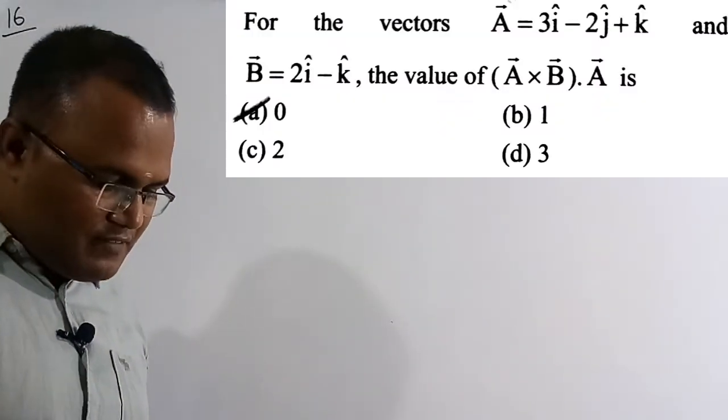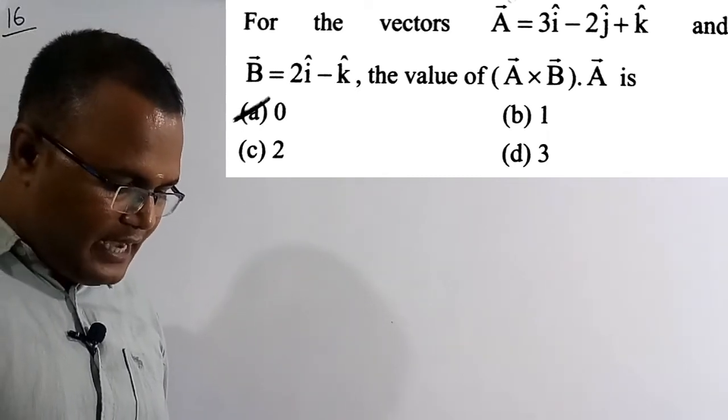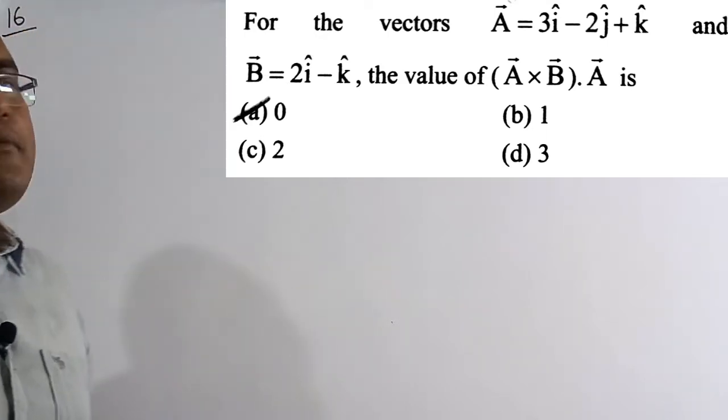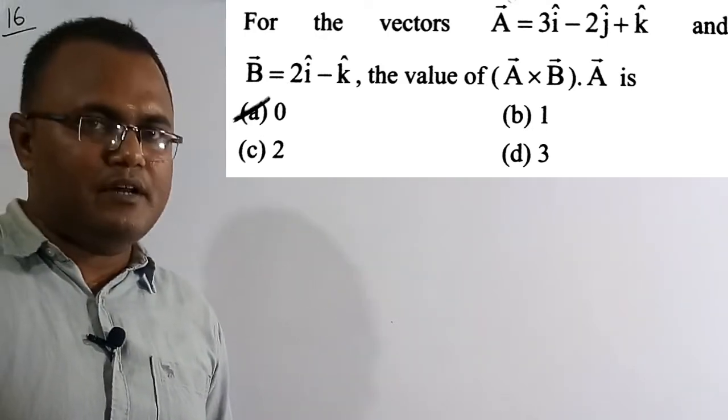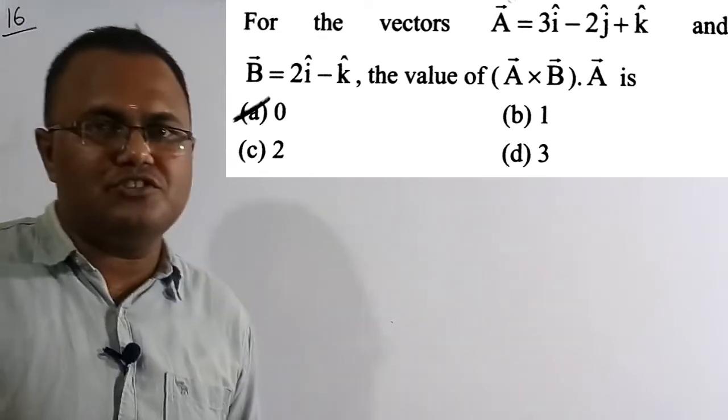So now we are going to solve the 16th question. See the question here. For the vectors a bar is equal to 3i cap minus 2j cap plus 4k cap, and b bar is equal to 2i cap minus k cap, then what is the value of a bar cross b bar dot product of a bar we need to figure out. So out of these four options, option A, which is 0, is the correct solution of this question.